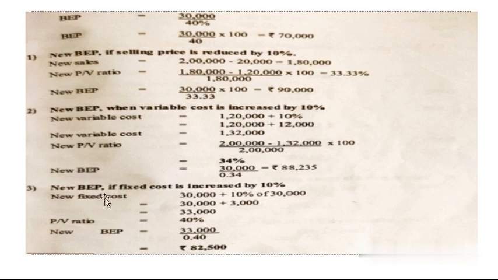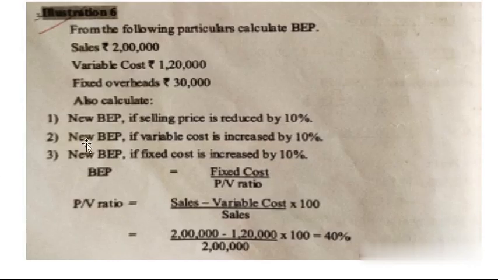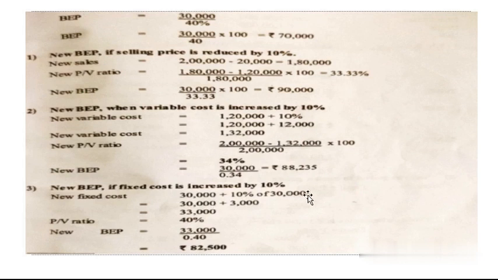Next condition is the new break-even point if fixed cost is increased by 10%. So now fixed cost is increased. As per the question, your fixed cost is 30,000, and it is increased by 10%. What will be your break-even point? If it is increased by 10%, 30,000 into 10% will give you 3,000. So 30,000 plus 3,000 will give you 33,000.